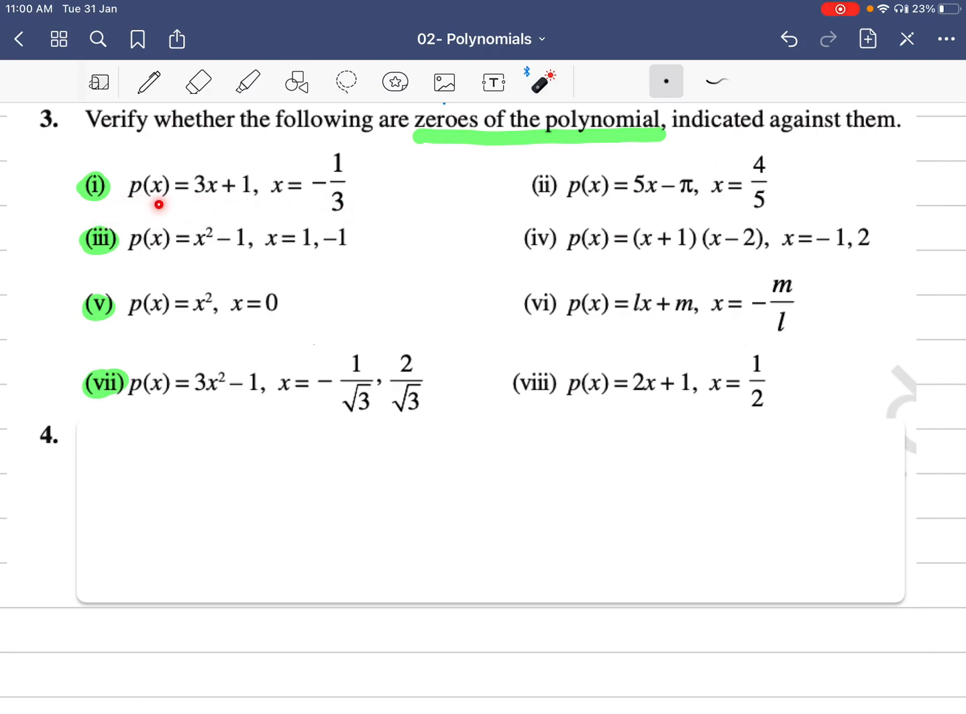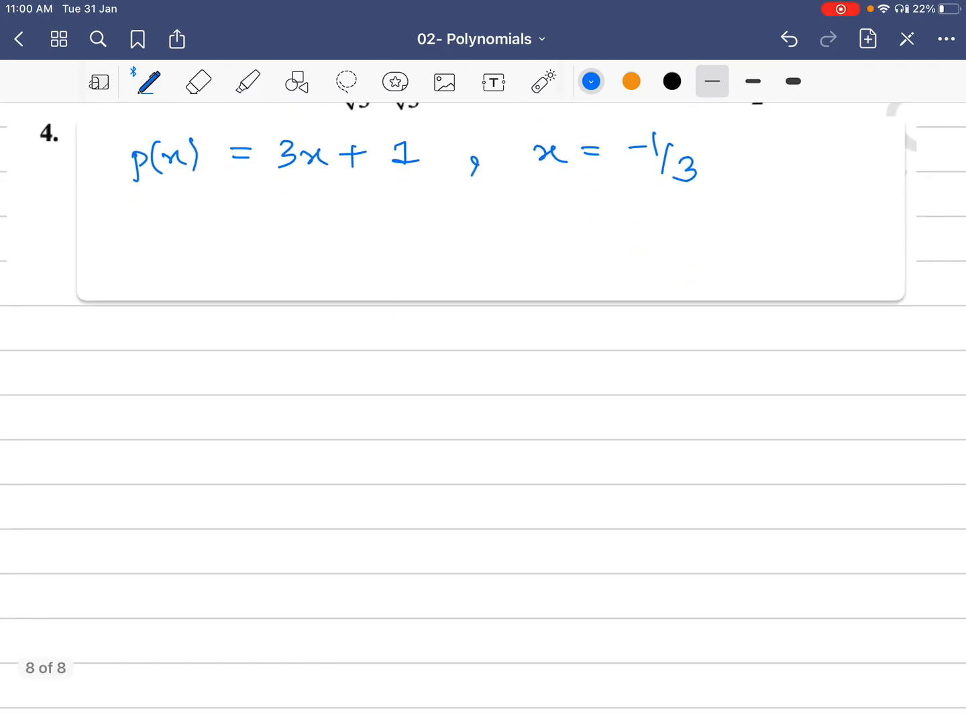The first question is p of x equal to 3x plus 1. So I'm just going to rewrite. So p of x is equal to 3x plus 1. Okay, and we are asked to find at -1 by 3. Okay, so now let's come here. So therefore, what will be p of -1 by 3? Okay, that will be equal to 3 into -1 by 3.